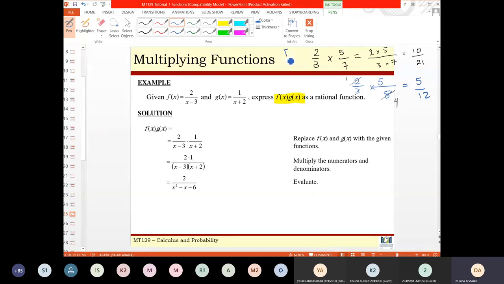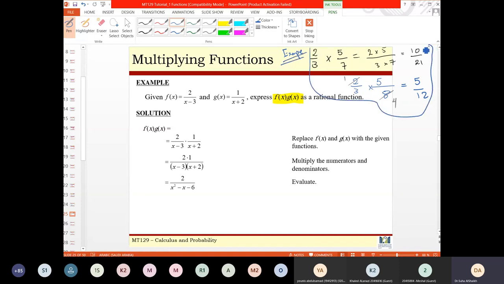This is just an example, by the way. I'm giving examples. These are basic examples of how to multiply. Okay, this is example 1 and this is example 2. I'm giving you two different examples here.